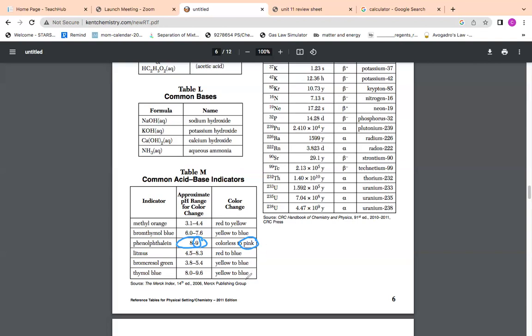So phenolphthalein is a good indicator for bases. It turns pink when it is in contact with bases. However, it has no effect on acids. It is colorless in acids. It will just look like water. So our answer here should be pink.